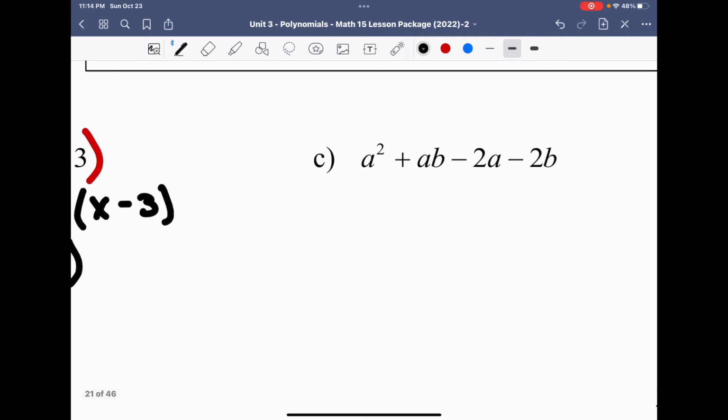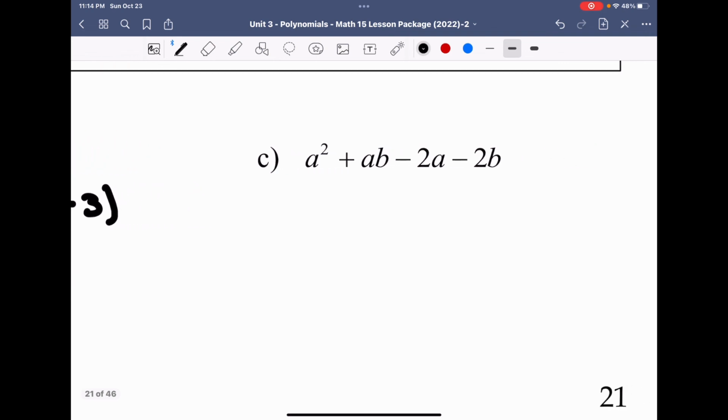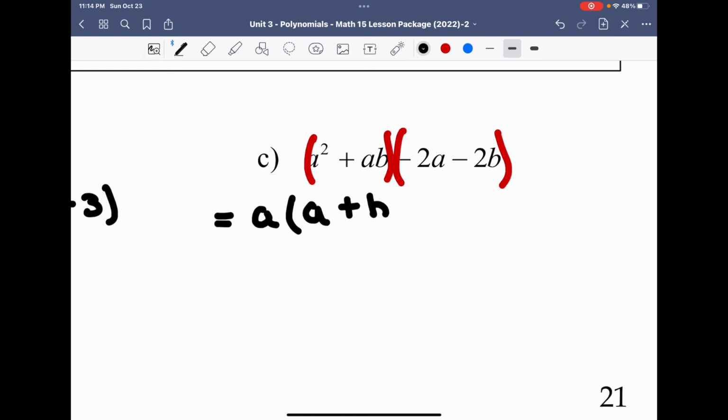All right, now I go to example 3c. Doing the same technique, I pair the first 2, pair the last 2. Now there's a reason that I've included this negative in the second bracket here. Here's what we're going to do. In my first bracket, in a squared plus ab, there's a common a. A squared divided by a is a. AB divided by a is just b.